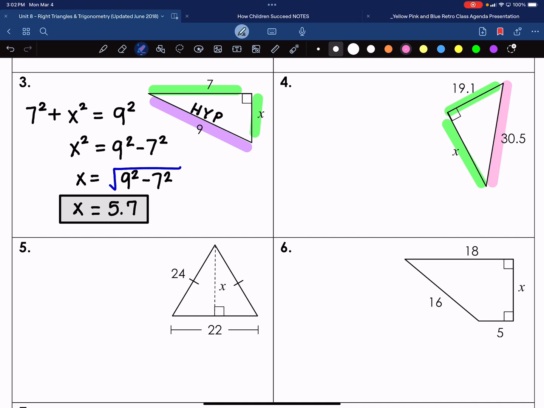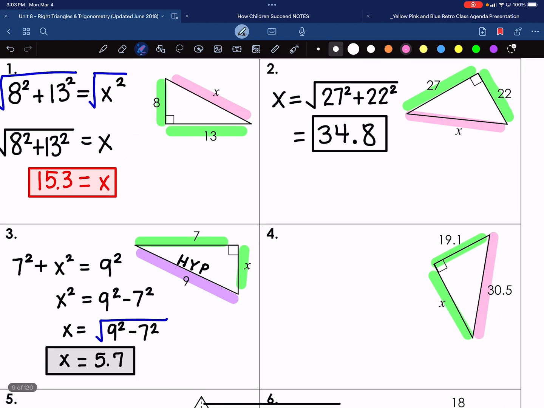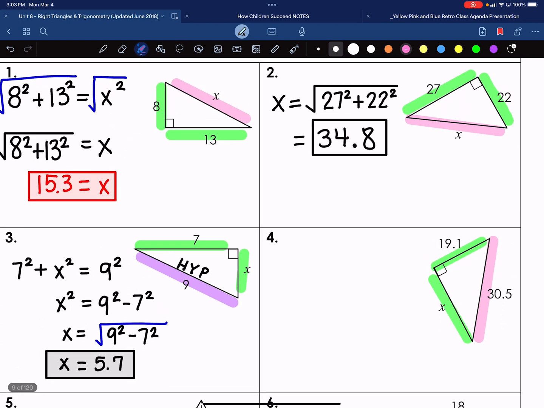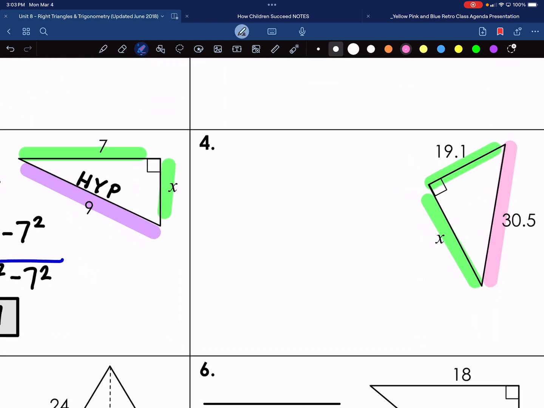If you're looking for the hypotenuse, that means the number you're going to get is going to be bigger than the other numbers you already have. Like on number 1 and number 2, we were looking for the hypotenuse, so the answers we got were bigger than either one of the sides. But on 3 and 4, we're missing a leg. We already have the hypotenuse. That means the answer you get should be smaller than that pink segment. That's how you can think about it to make sure the way you set it up was correct.